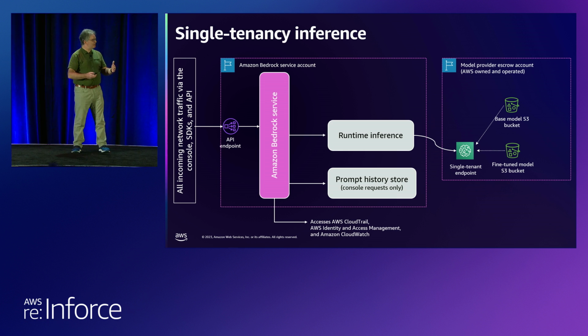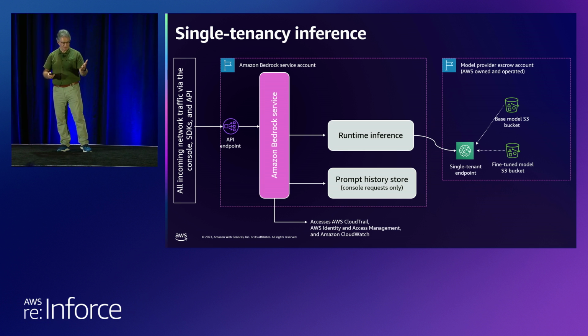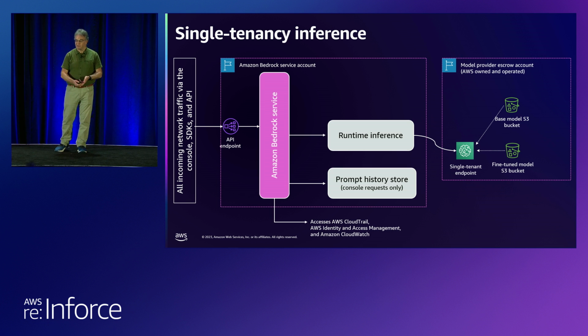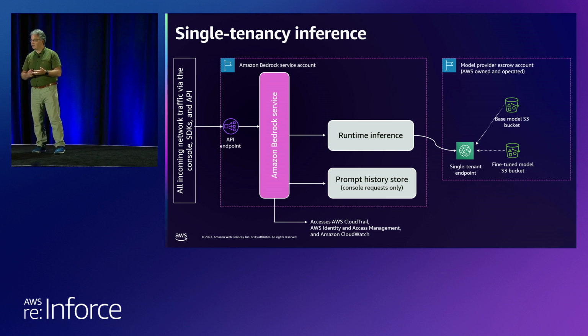So when the request comes in on the left through the API endpoints, it hits the service again, IAM permitting, goes to the runtime inference service, which again picks the right escrow account, picks the right endpoint, sends a request, picks up the response, and passes it back. And also, again, it will store that information in the prompt history store, if relevant, because the query came from the console. And again, we've got the same caveats on data storage and on encryption.